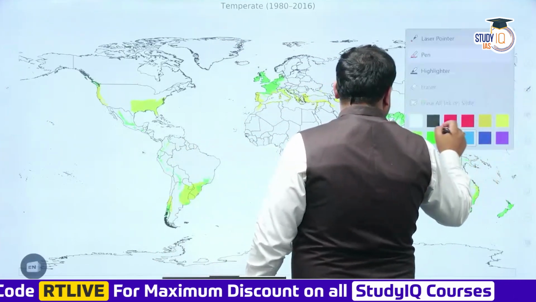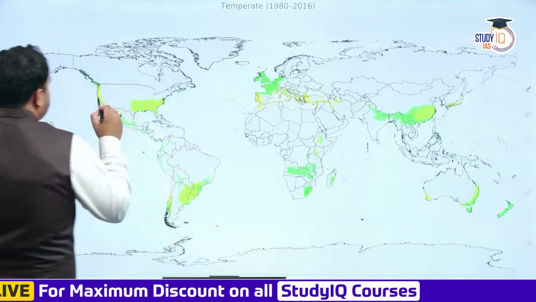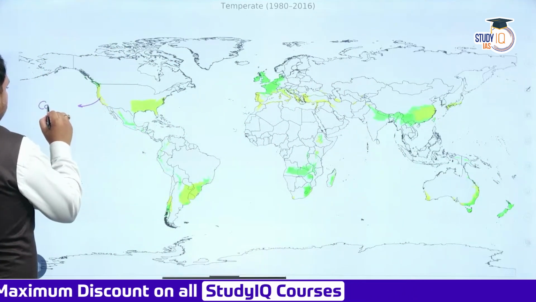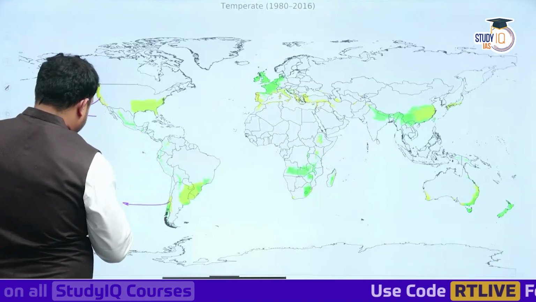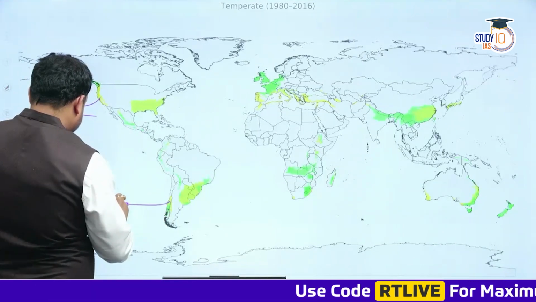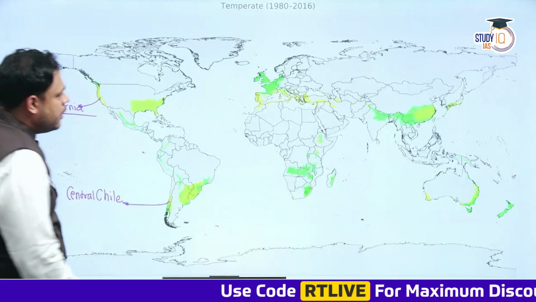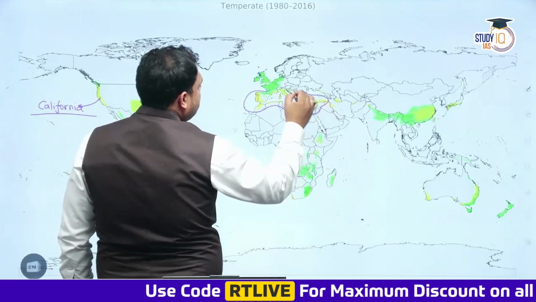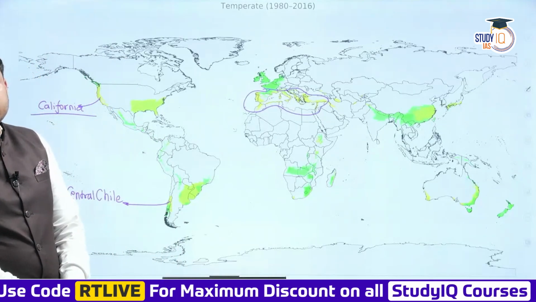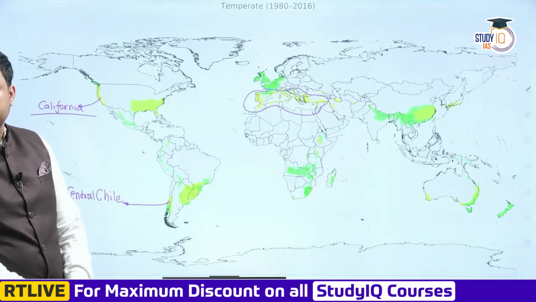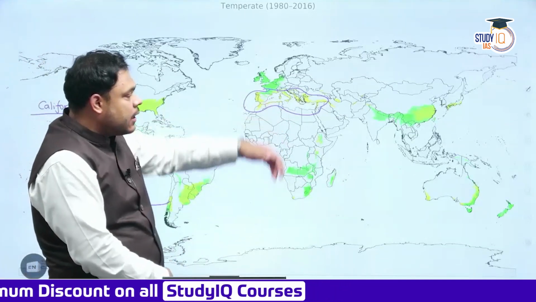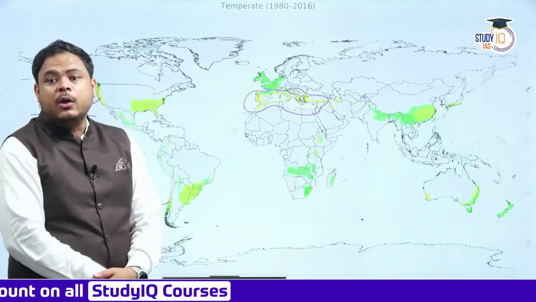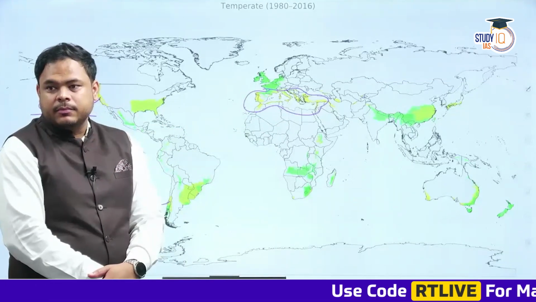So which regions are there? Tell me. See, the first region is California. Second region is the central part of Chile. Third region is the regions around the Mediterranean Sea, starting with Israel, Lebanon, Turkey, Greece, Spain, Italy, Montenegro, Bosnia, Herzegovina, the islands of Sicily, Corsica, and south France where Monaco is, the highest HDI is in Monaco, the richest people live in Monaco.